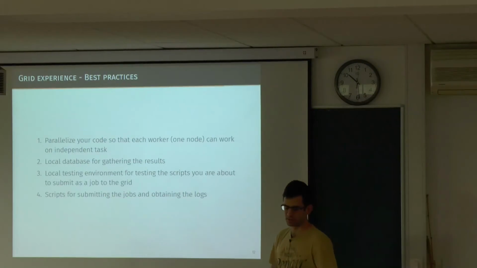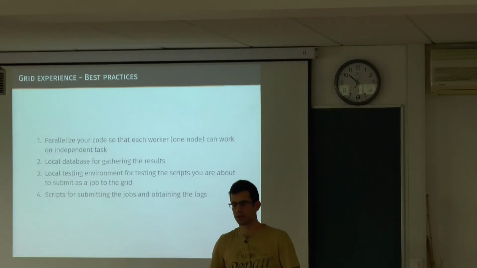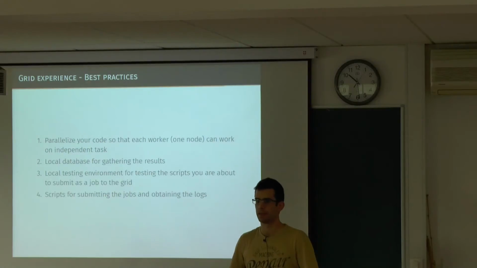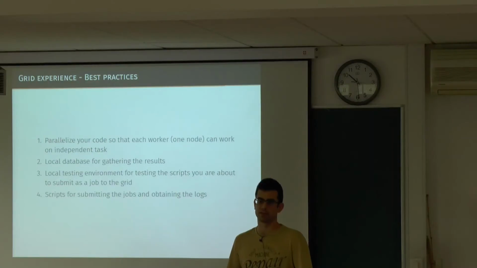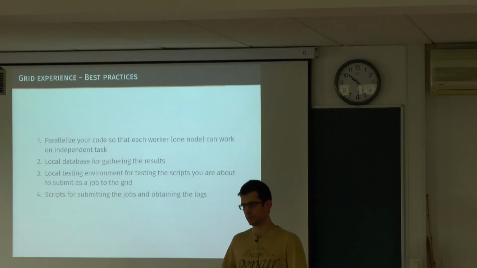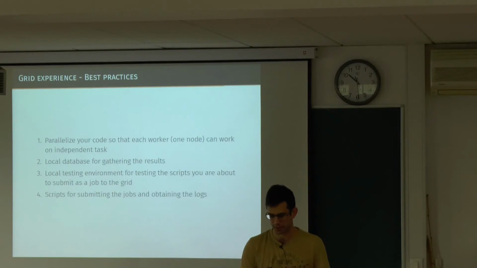We also propose to use some local database for gathering the results in real time, because when a job crashes, there's a probability that you cannot gather the results. For instance, if you save the results in a file during the job run, and then the job crashes, there is a chance that you will not get the file back.